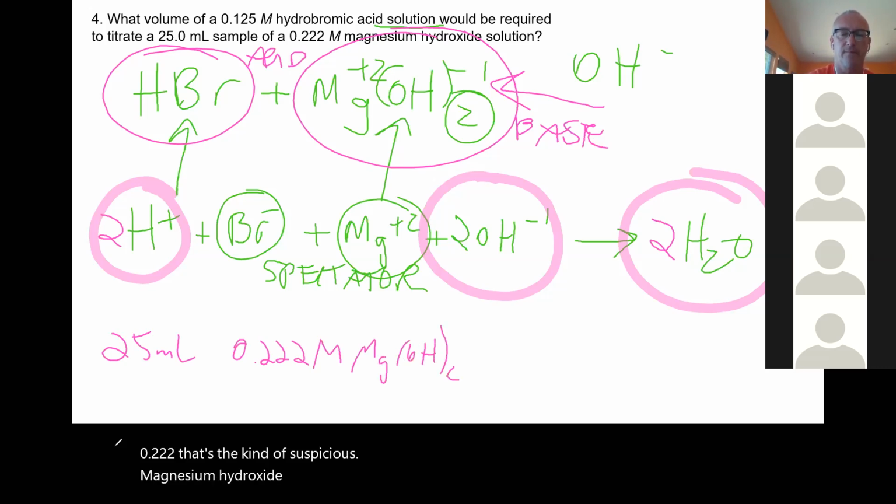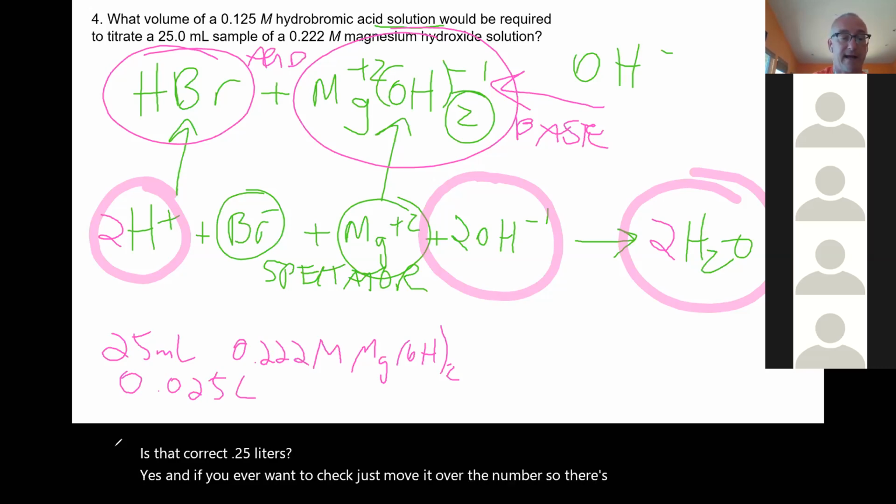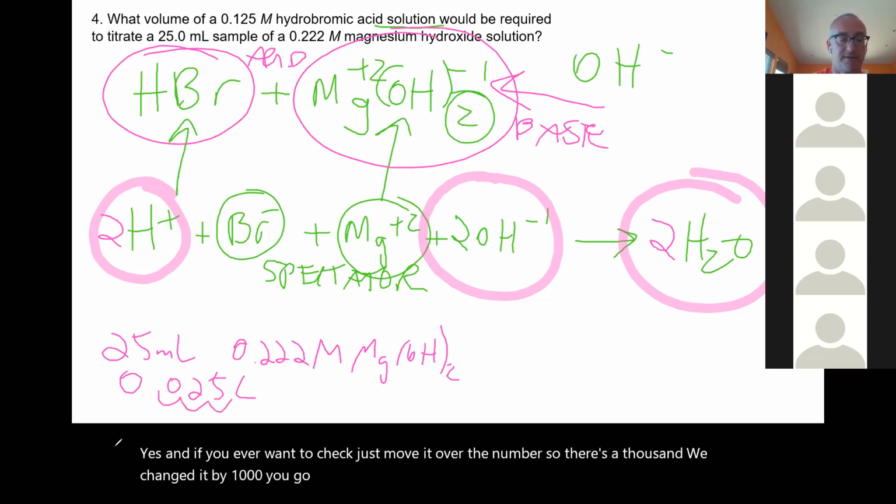That's a kind of suspicious amount. So you'd have to convert the milliliters to liters. So what's that conversion? 25.0 milliliters times 1 liter over 1,000 milliliters. So that's 0.025 liters, right? Is that correct? Yes. And if you ever want to check, just move the decimal over. If there's 1,000, you go 10, 100, 1,000. Yep, that's right.